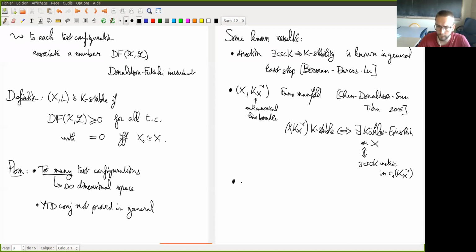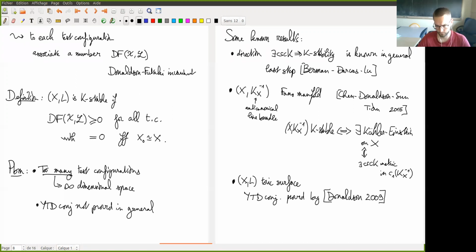But even earlier, there were some interesting results in the case of manifolds with symmetries. First one would be when X is a toric surface. Then the YTD conjecture, as I stated it, was proved by Donaldson in 2009. But there is a strong assumption on dimension in addition to the symmetry, which is that we consider only complex dimension 2 manifolds here.